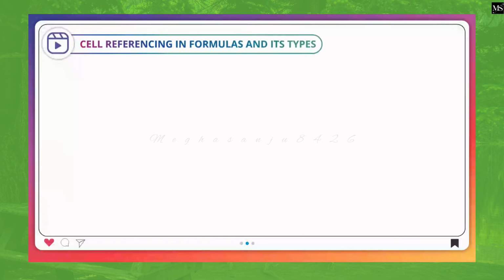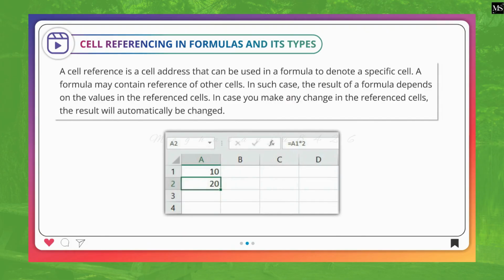Cell referencing in formulas and its types. A cell reference is a cell address that can be used in a formula to denote a specific cell. A formula may contain references of other cells. In such a case, the result of a formula depends on the values in the referenced cells. If you make any change in the referenced cells, the result will automatically change.